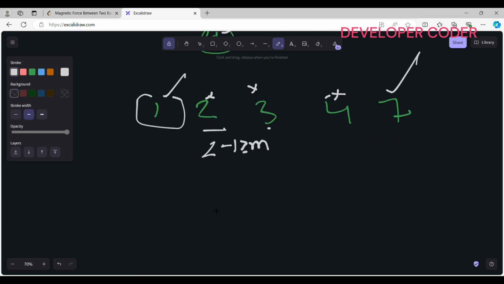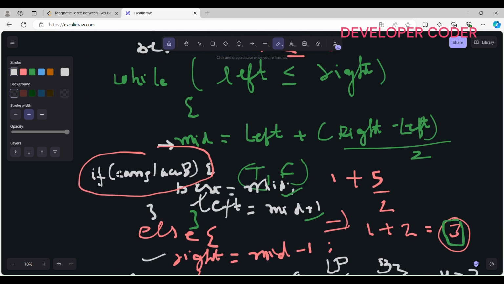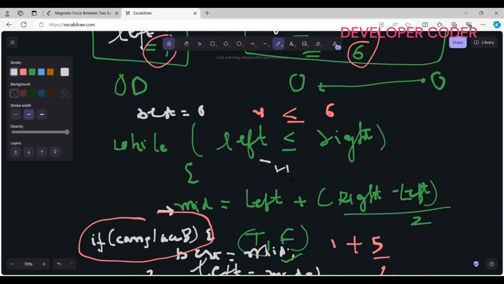So again my right is going to decrement. Now my right is going to become again mid minus 1. So now my right will become 3. Now I can't execute this while loop, because my left is 4 and 4 is less than equal to right? So this condition becomes false, right?